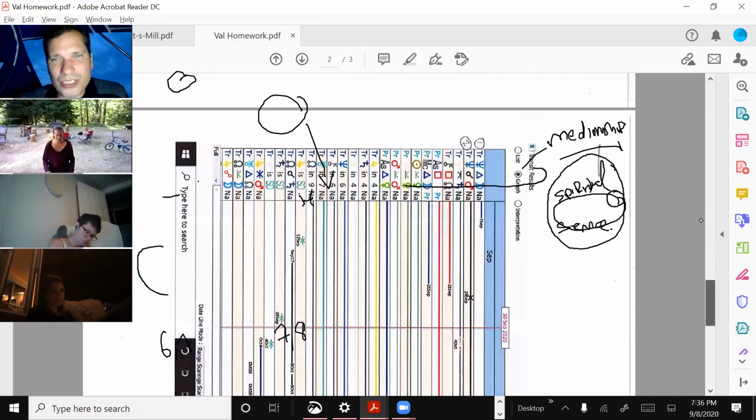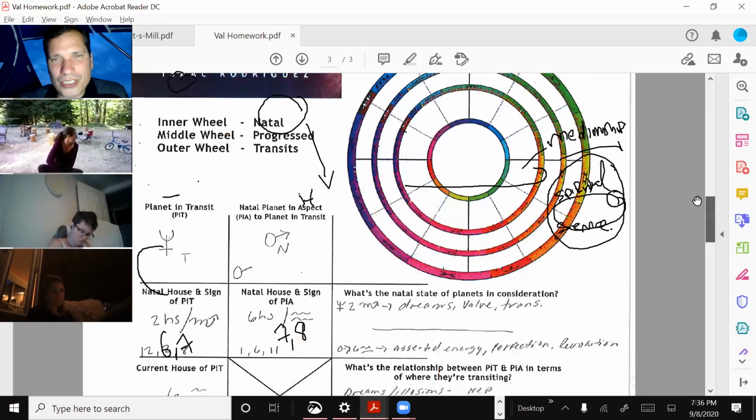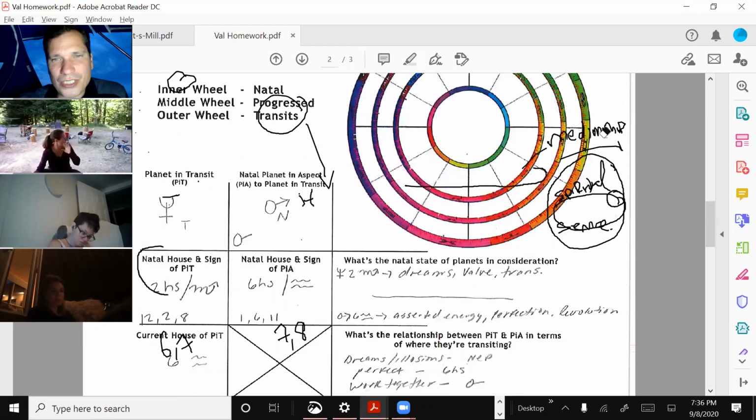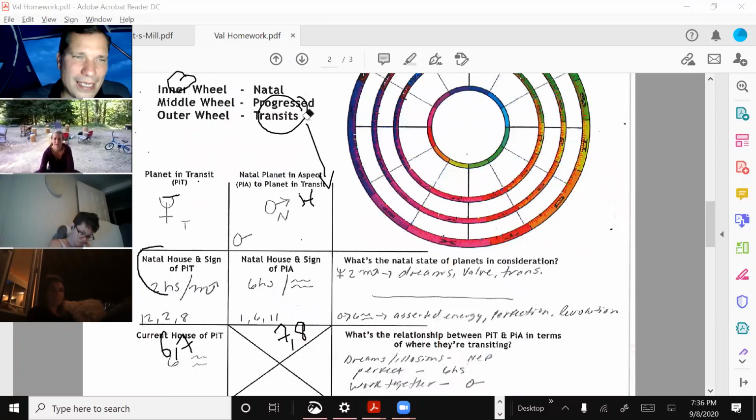Great. Any other questions? I'm going to show Liz a rundown, which I think we all need anyway. But any other questions on what we did with Val's chart right now? Is everybody clear with what we got?